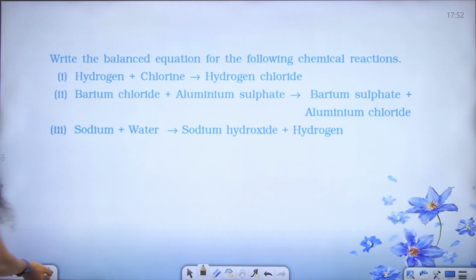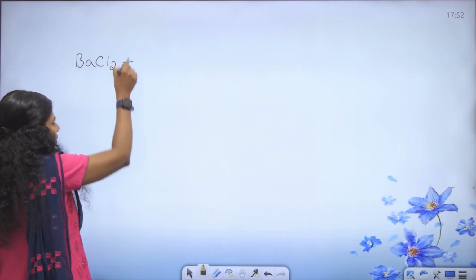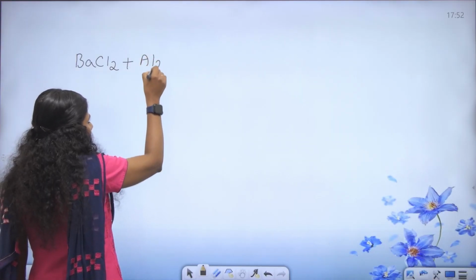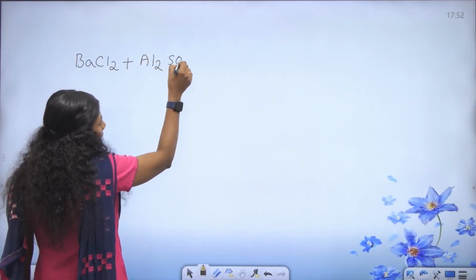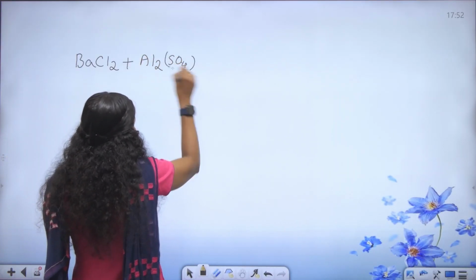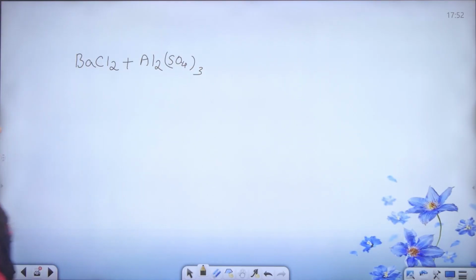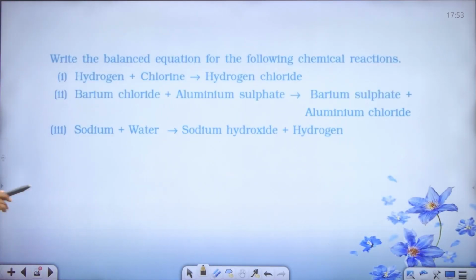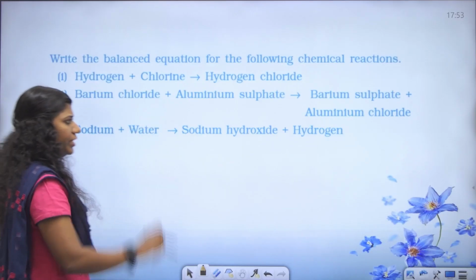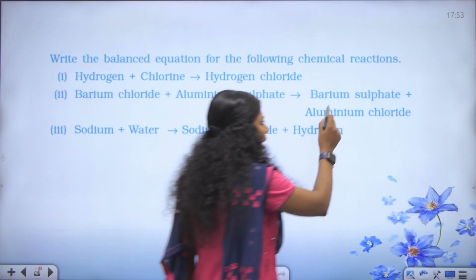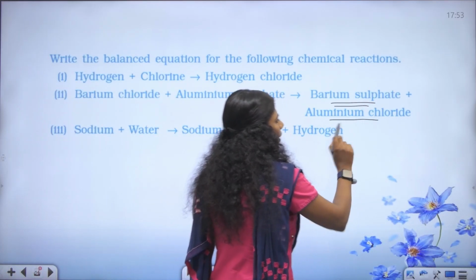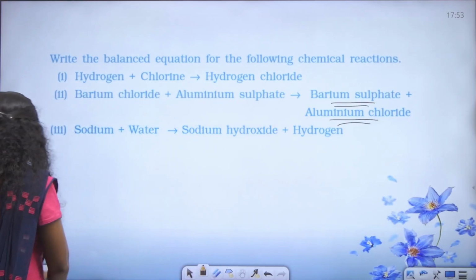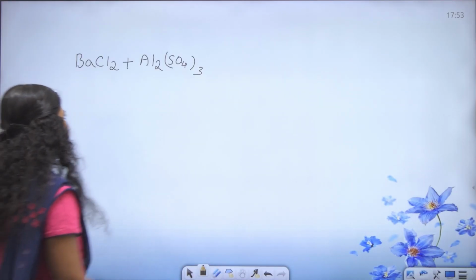The chemical formula of aluminium sulfate is Al2SO4 thrice. Barium chloride reacts with aluminium sulfate to give barium sulfate and aluminium chloride.